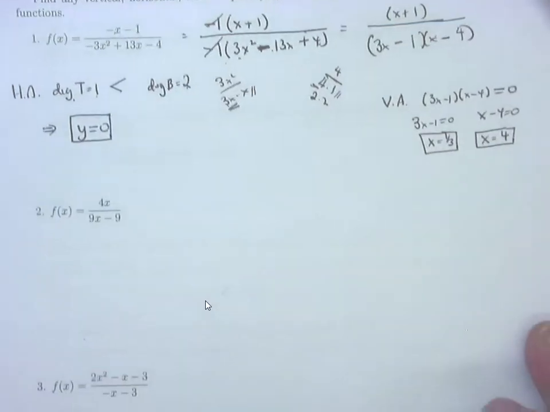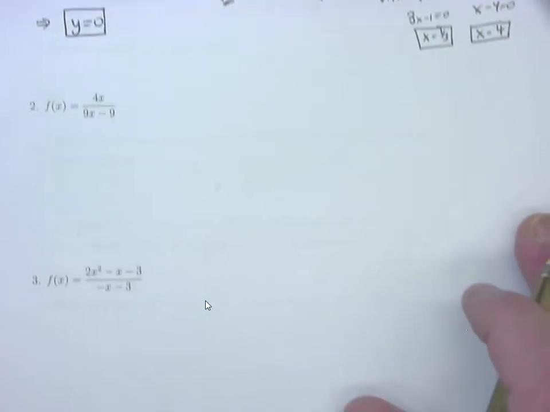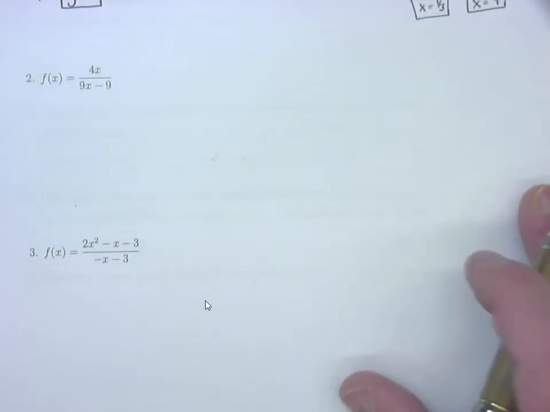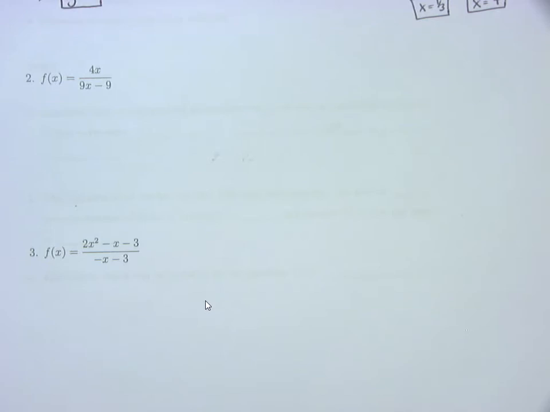Look at the next one. The next equation is this guy. f of x is equal to 4x divided by 9x minus 9, okay? The first thing I want to do is factor.